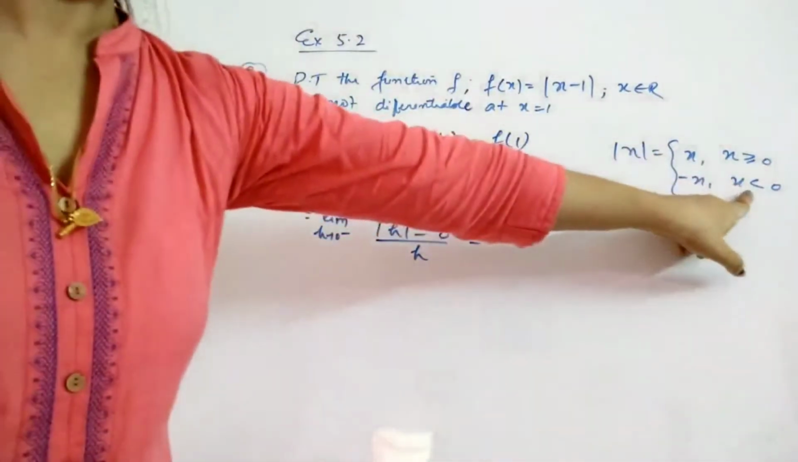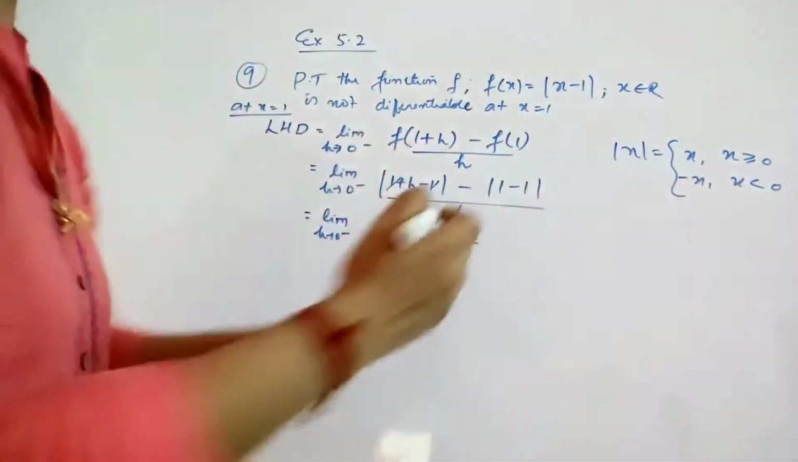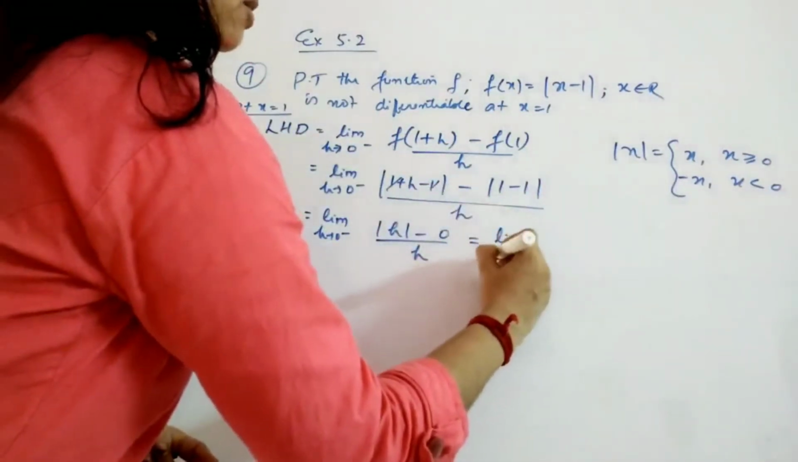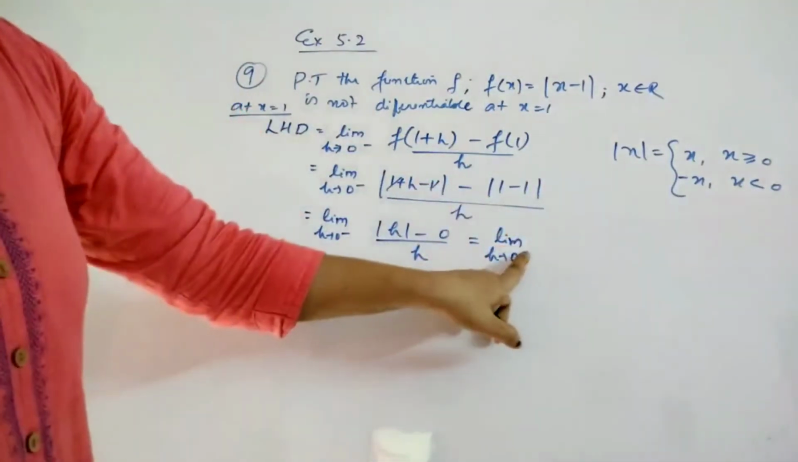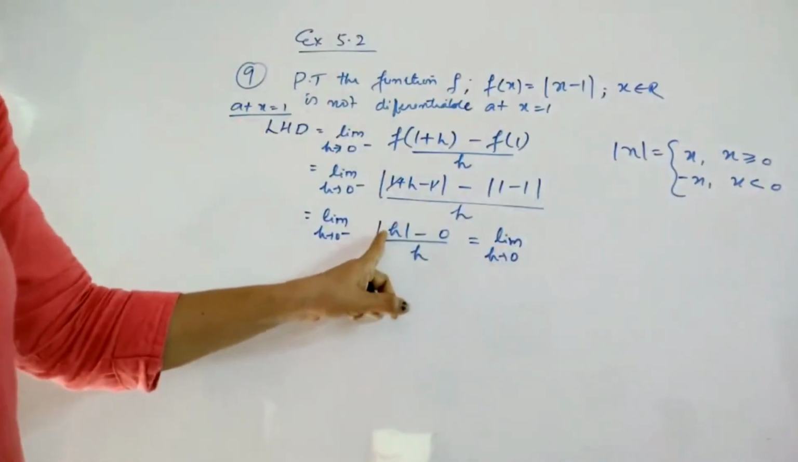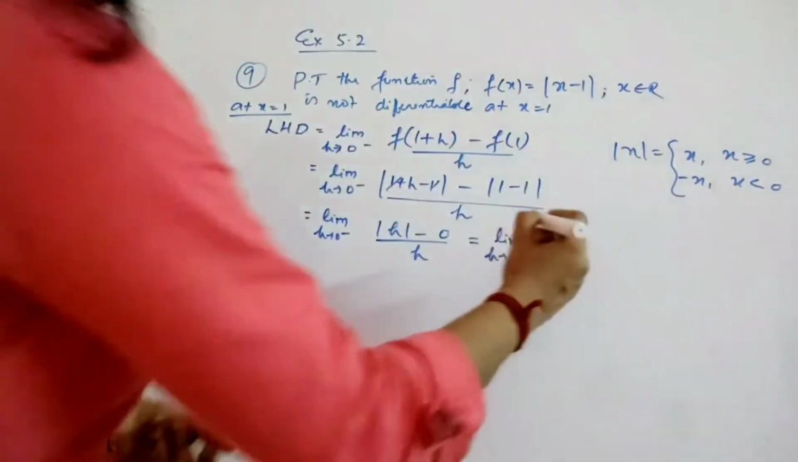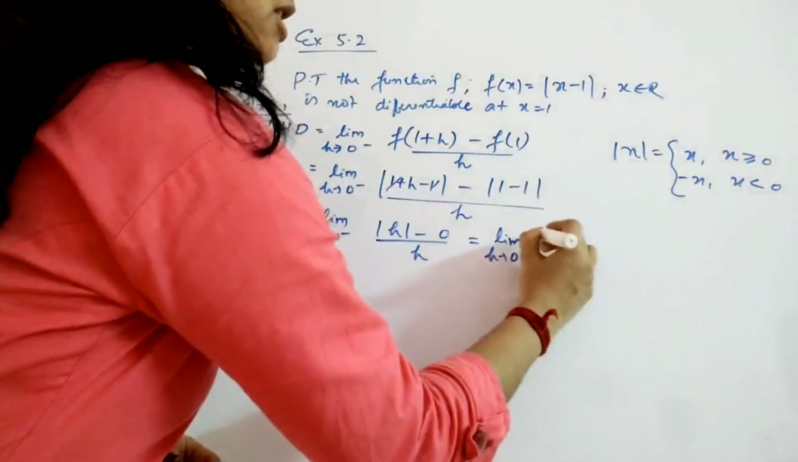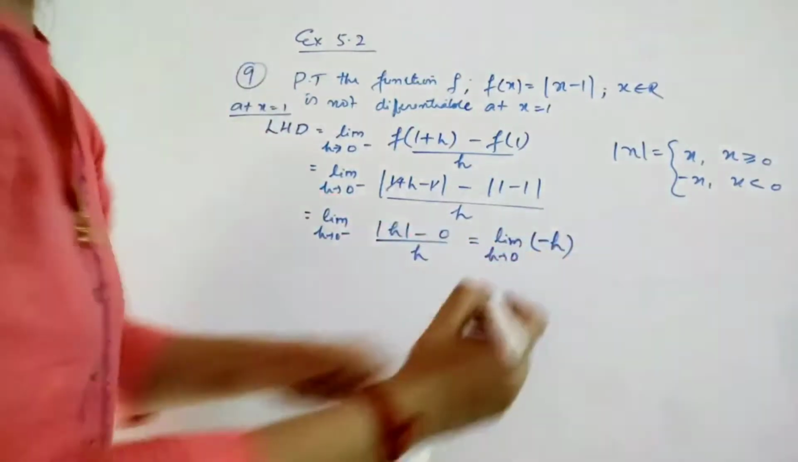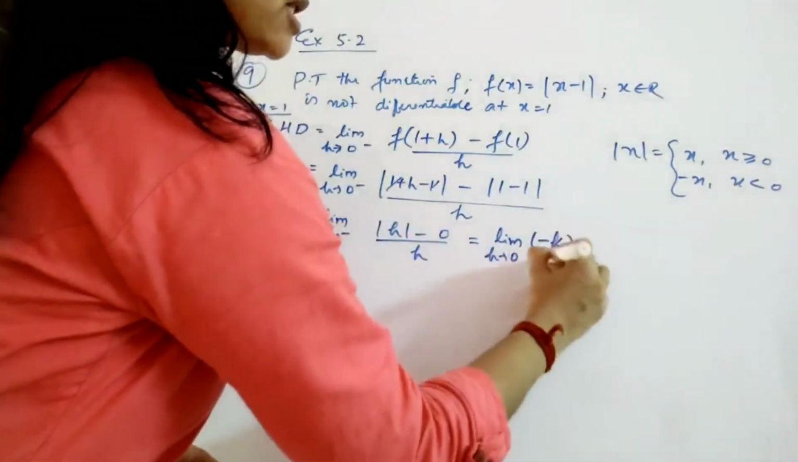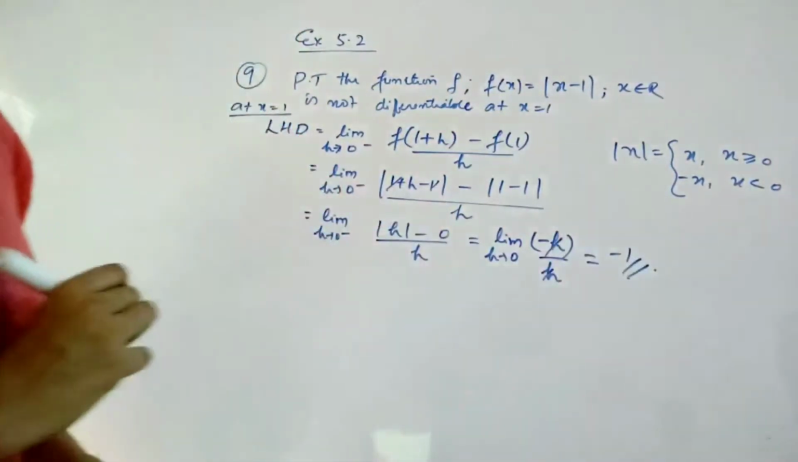So you will write the value of |h| as −h. So here you will have the limit as h tends to 0. I will not write minus here since I have replaced the value of |h| according to the definition. So I will get −h here, minus 0, divided by h. So h gets cancelled and you will get −1 for your LHD.